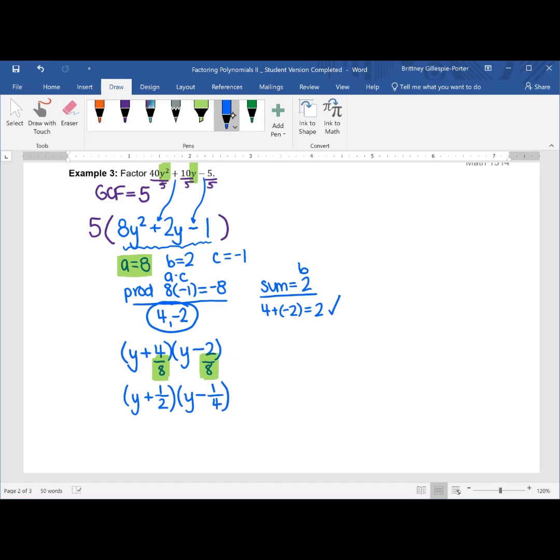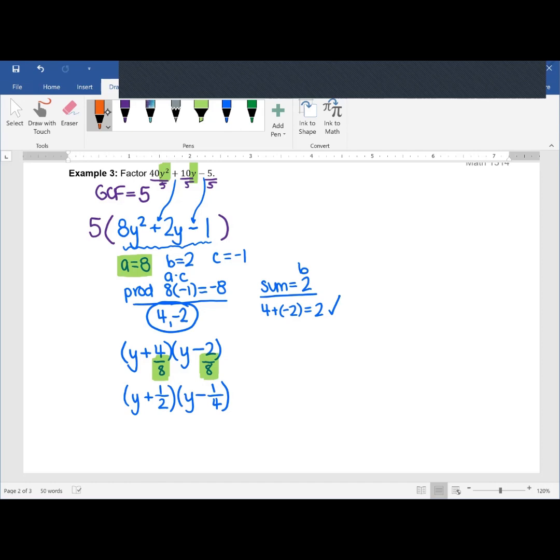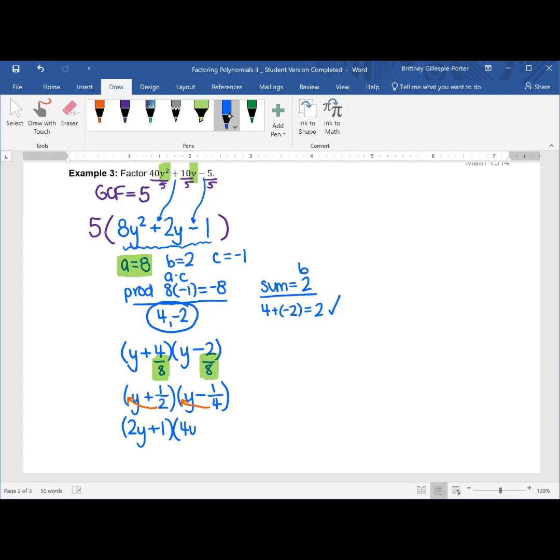Almost done. We have bottoms left in, we have denominators left in our parentheses, and we don't like that. They need to move out of the basement and be on the same level as everybody else, which means that the 2 comes up, and we have 2y plus 1 in the first parenthesis. And the second parenthesis is going to be 4y minus 1.